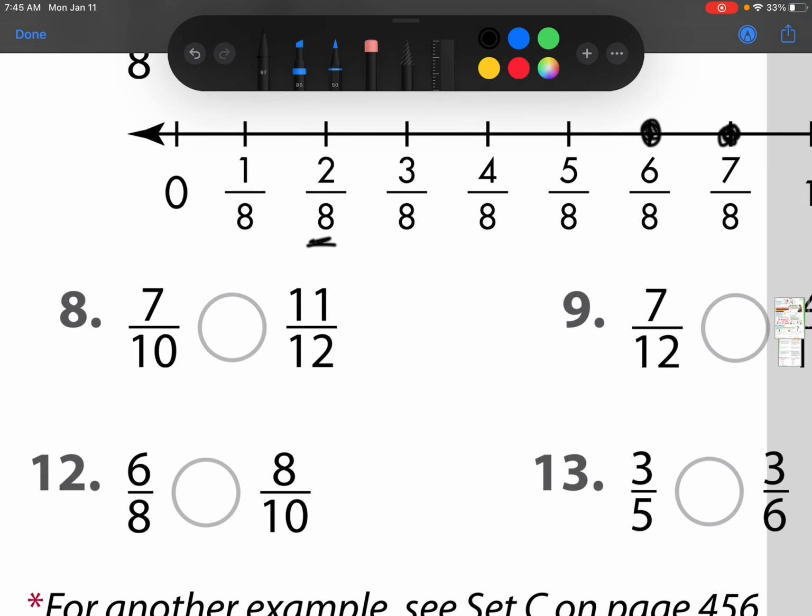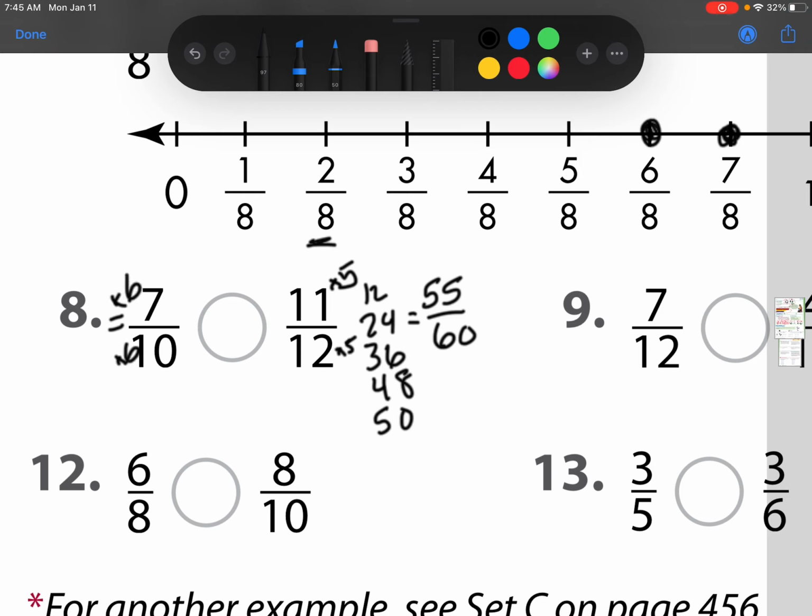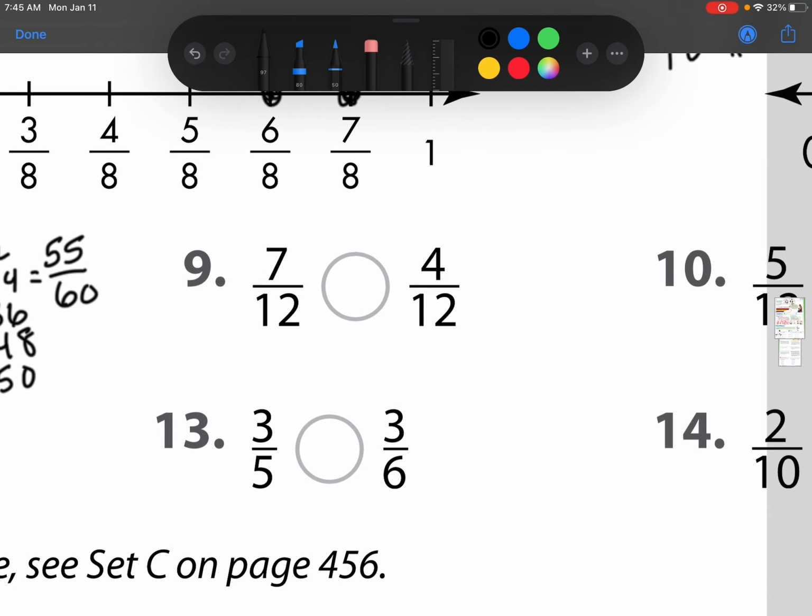So now let's head over here. Well, this one is going to be a little tricky because why? Well, we don't know our 12's facts very well. So let's start with 12, and then we'll see if a 10 pops up. So that's 12, 24, 36, 48, 60. So it's times 5. So I'm going to write that over here. This was times 5, gives us 60. This is times 5, gives us 55. And I know that this is just going to be times 6. So that's going to be 42 over 60. So which one's bigger? Well, 55 is larger than 42. So 55/60 is going to be my larger one.